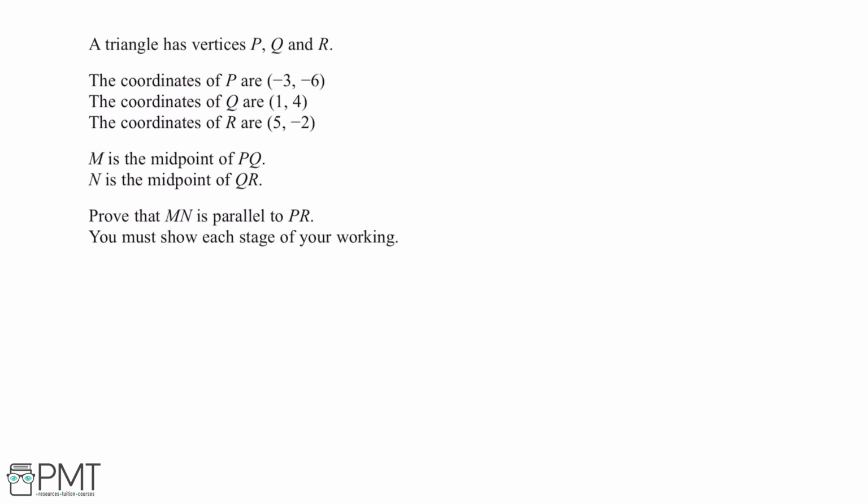A triangle has vertices P, Q and R. The coordinates of P are -3, -6. The coordinates of Q are 1, 4. The coordinates of R are 5, -2.